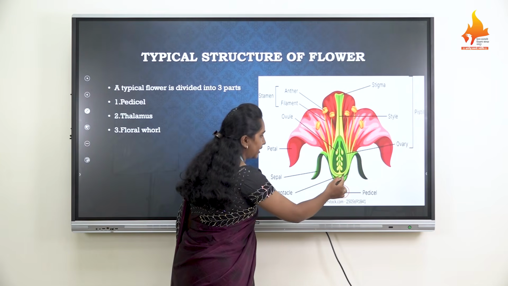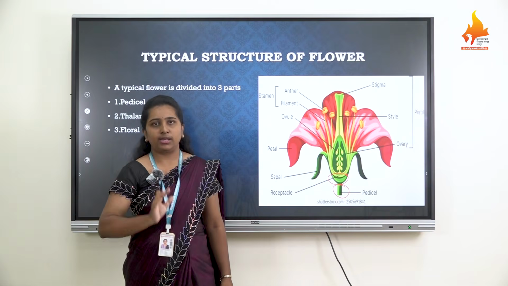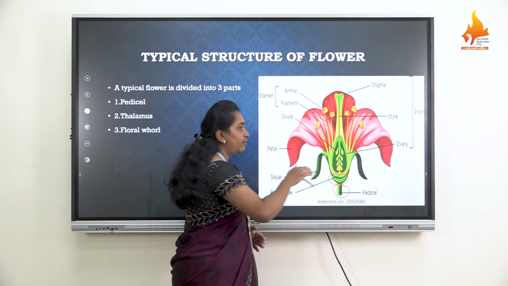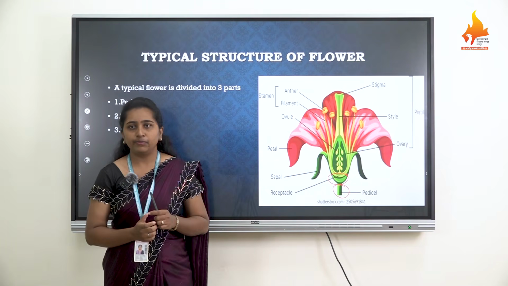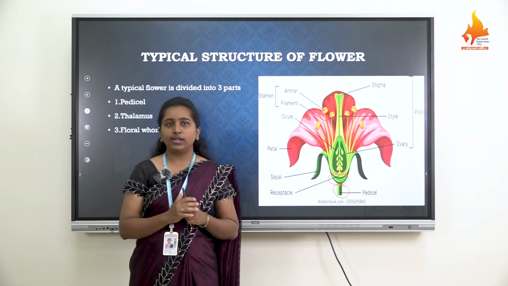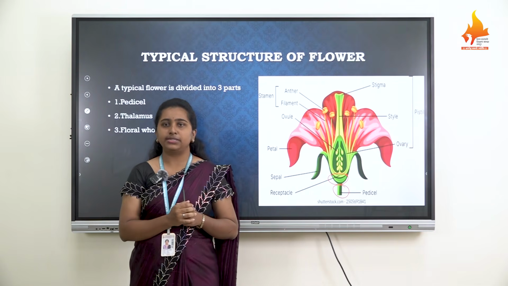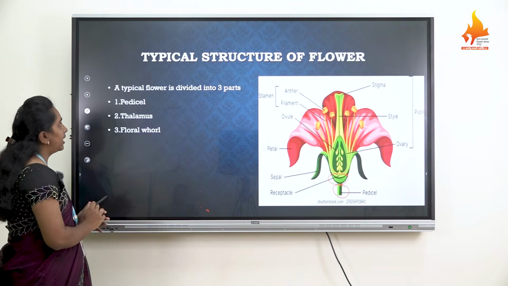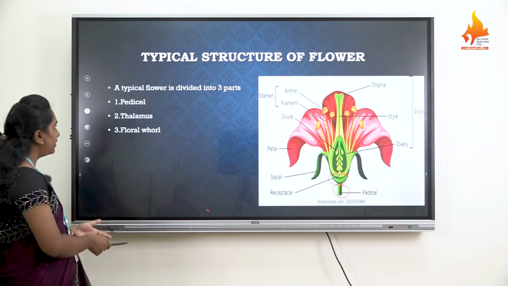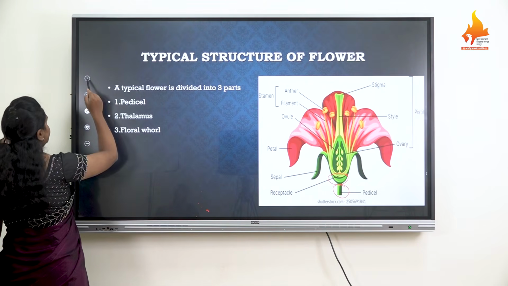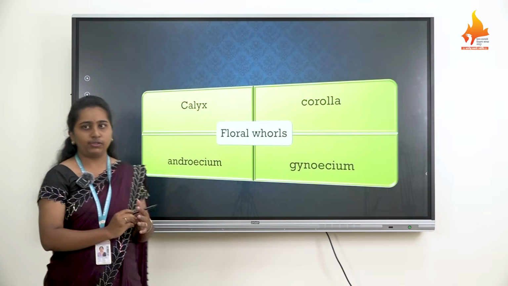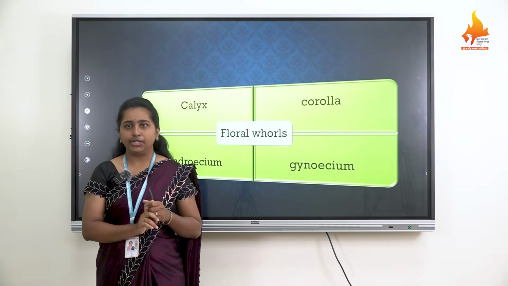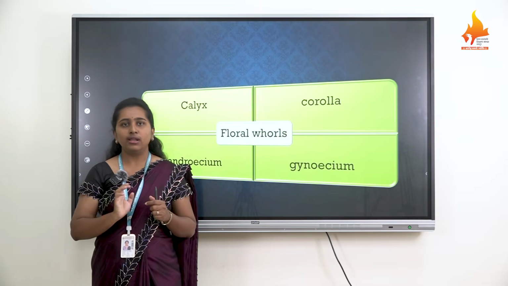Then it is the receptacle. Receptacle is also known as thalamus, and the thalamus is also called the torus. On this thalamus, there is formation of four nodes. On the first node, calyx is present. On the second node, corolla is present, on the third node, androecium is present, and on the fourth node, gynoecium is present. So a typical structure of flower is divided into mainly three parts: pedicel, thalamus, and floral whorls. We see that pedicel is the stalk of the flower, and thalamus is the stem-like structure. On that thalamus, it bears nodes and internodes, and on those nodes, these floral whorls are arranged.